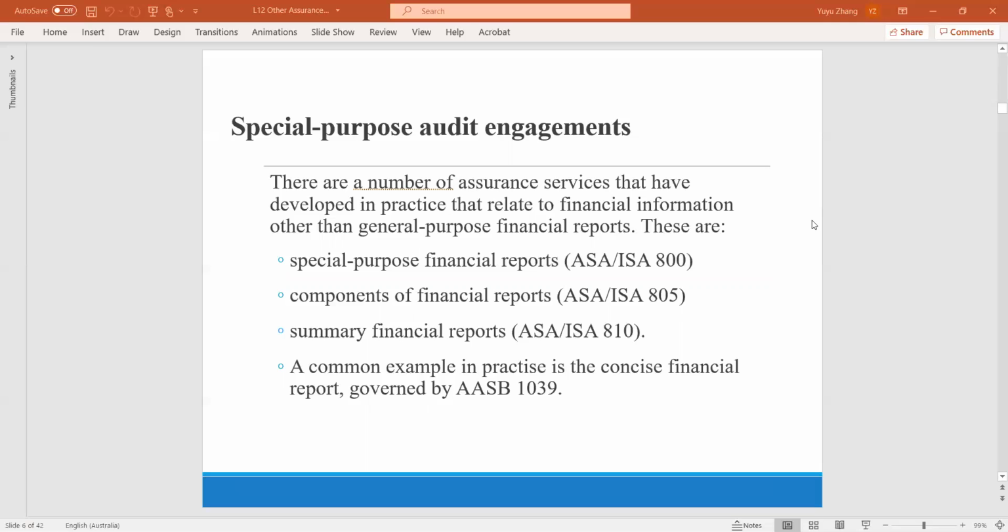If we say the general purpose financial statement is intended for presentation to a wider group of users, usually the shareholders, the wider public, now the special purpose financial statement is a financial report that is intended for presentation to a limited group of users. And usually the special purpose financial statement could accompany a complete set of general purpose financial statements, or it could be presented separately. Really depends.